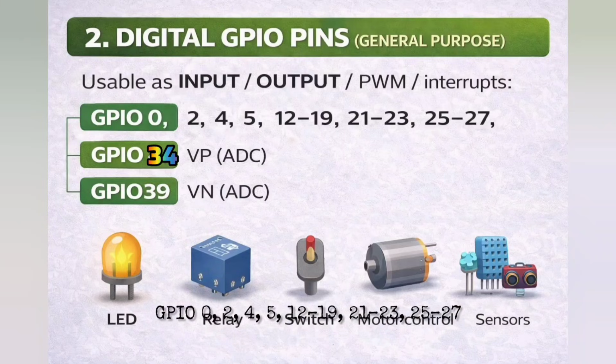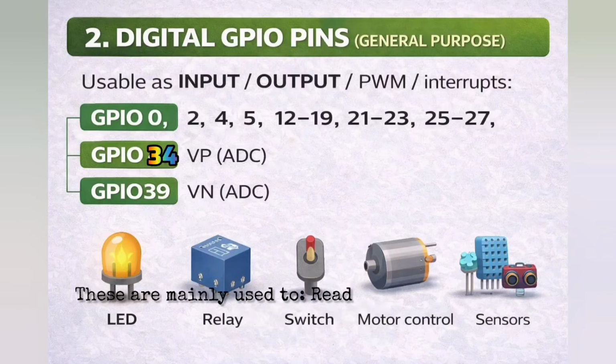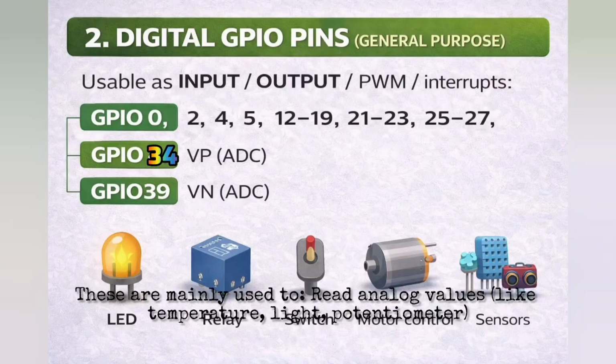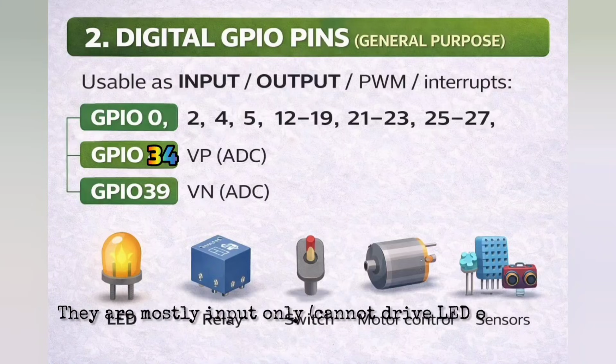GPIO pins you can use: GPIO 0, 2, 4, 5, 12 to 19, 21 to 23, 25 to 27. These pins are used for LED, relay, switch button, motor control, sensors. Special ADC pins shown: GPIO 34 is equal to VP, ADC. GPIO 39 is equal to VN, ADC. These are mainly used to read analog values like temperature, light, potentiometer. They're mostly input only, cannot drive LED or motor.